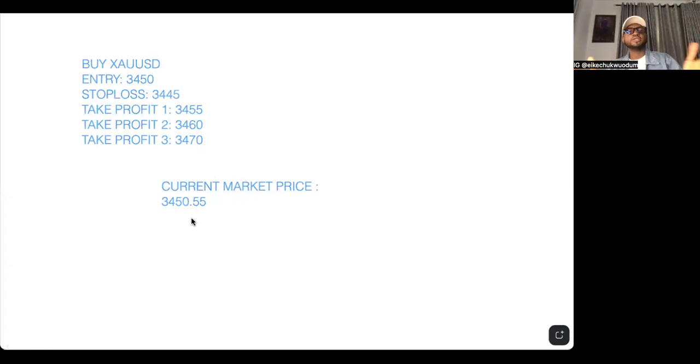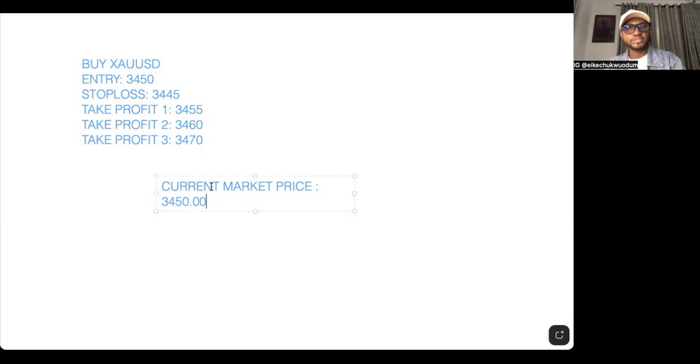Now, what you want to know is how do I calculate the number of pips? When you see a price, for example, 3450 was given to us as our entry. Now the difference between your entry to your stop loss and your entry to your take profit is your pip count.